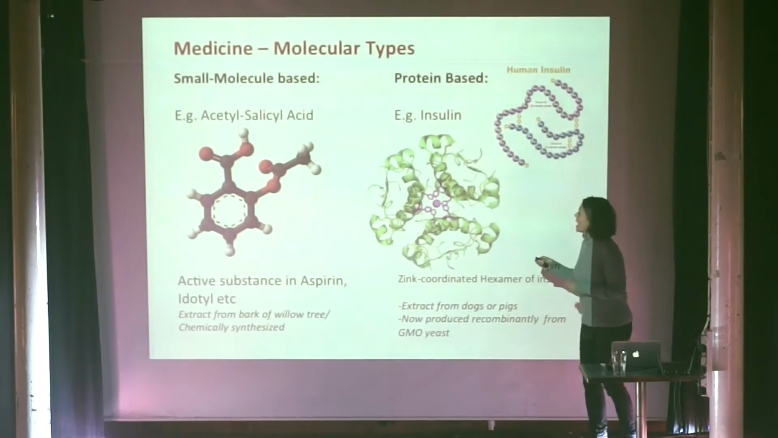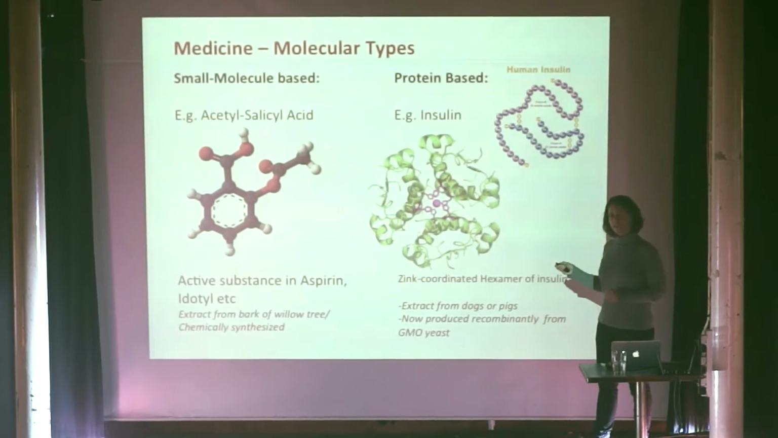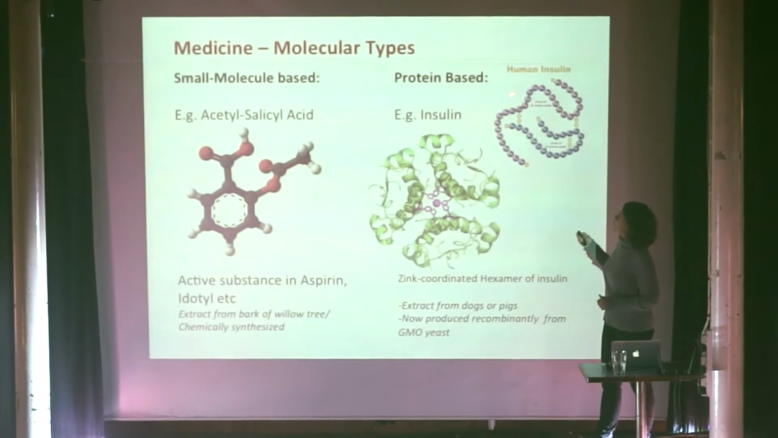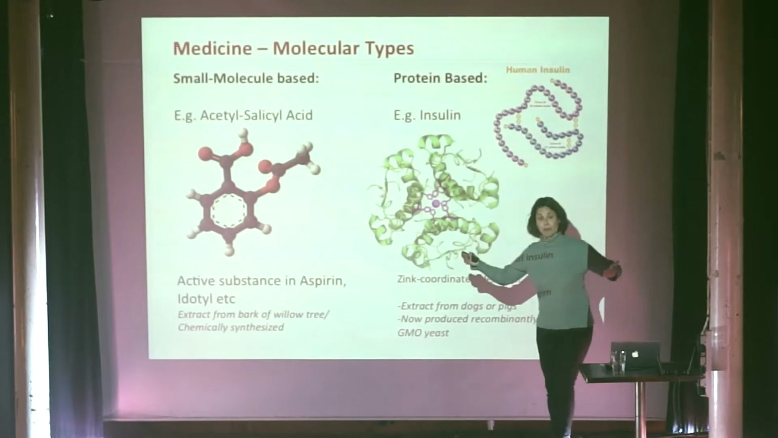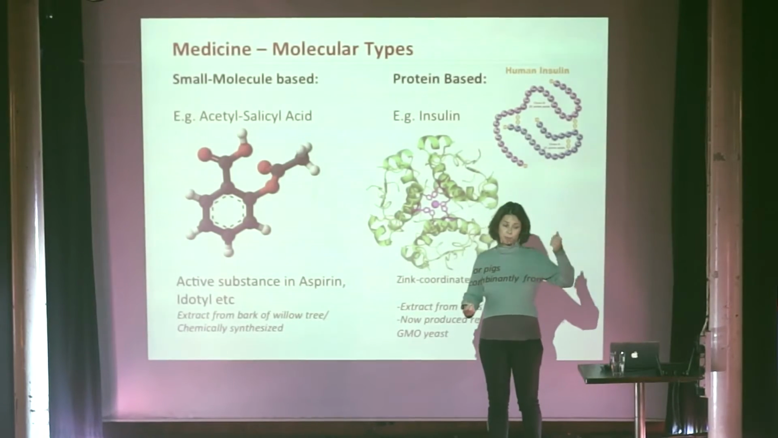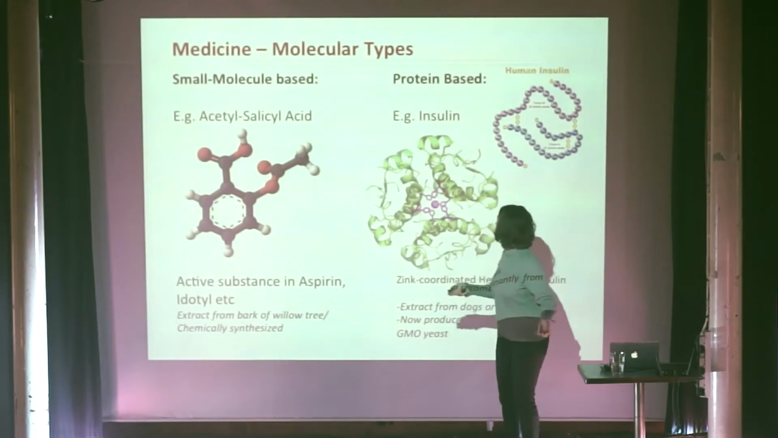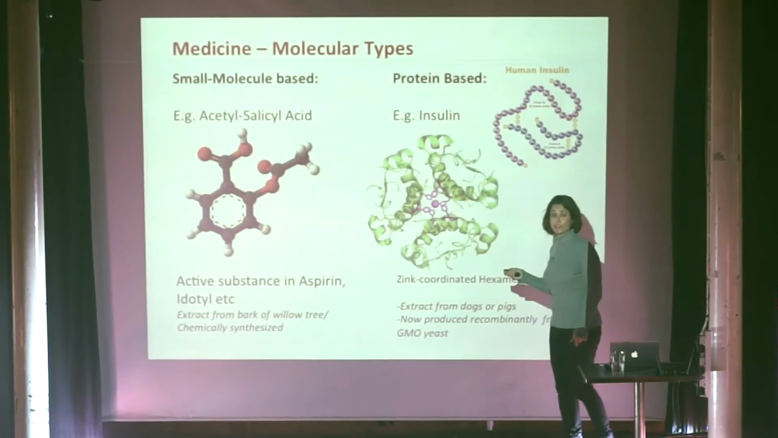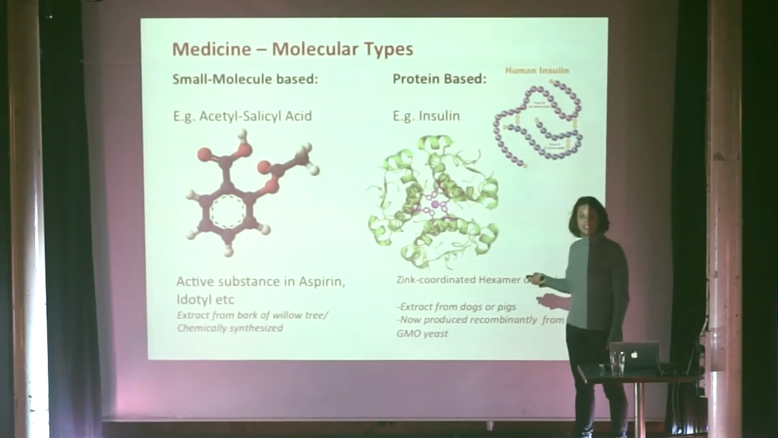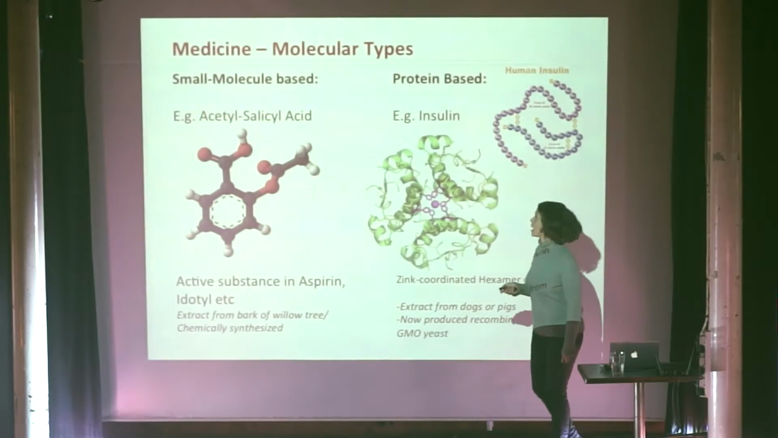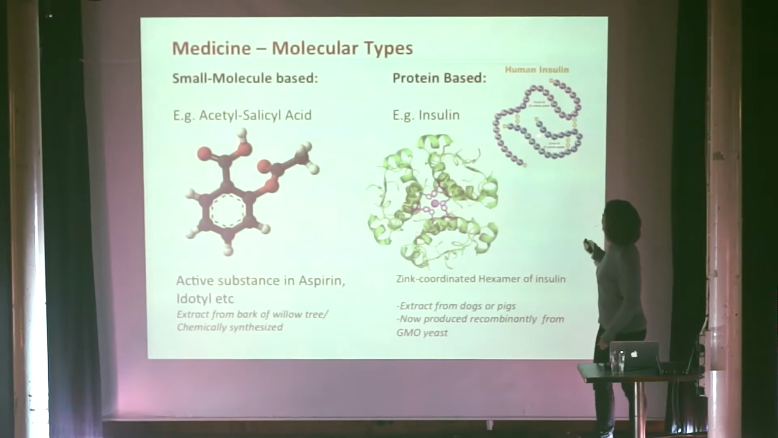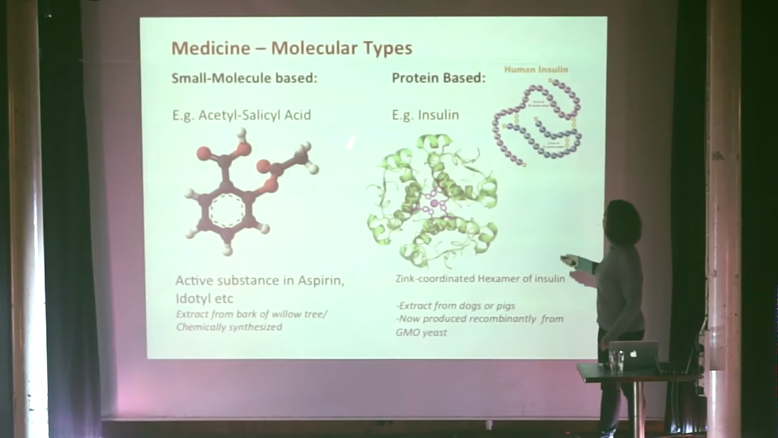Then on the other hand, we have a more modern type of medical drug here. And this is the protein-based drugs. And again, a protein-based drug is a drug molecule that is based on a protein. Not very difficult. And a very good example of such a molecule is insulin, which is crucial in the treatment of diabetes. And insulin is a much larger molecule than this one.